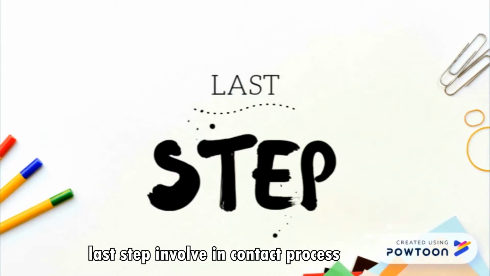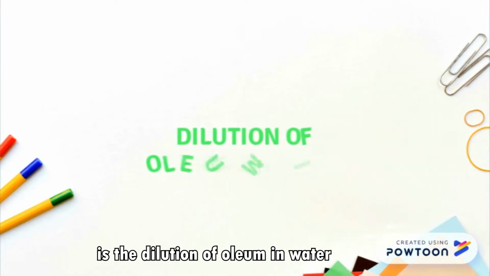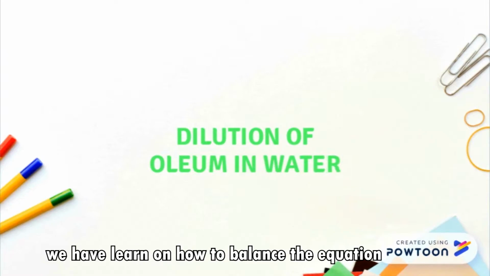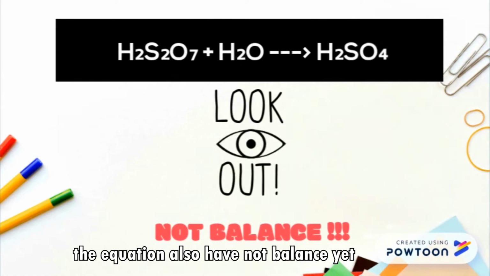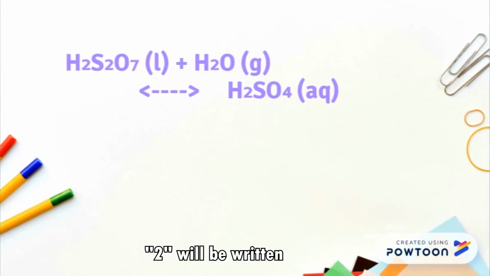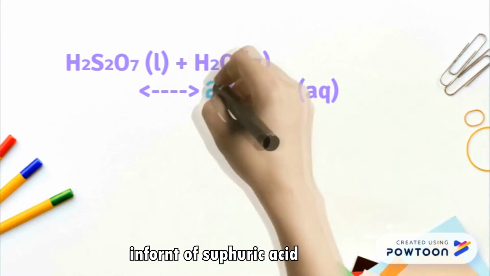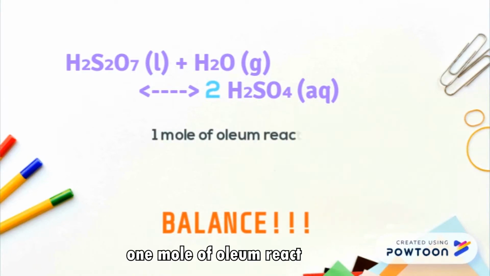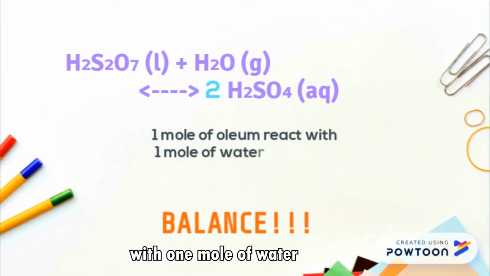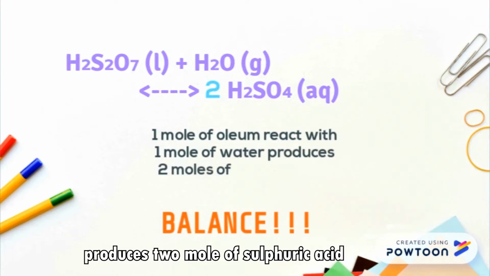Last step involved in contact process is the dilution of oleum in water. From the previous step, we have learned on how to balance the equation. At this step, the equation also has not balanced yet, so 2 will be written in front of H2SO4, and now the equation is balanced. 1 mole of oleum reacts with 1 mole of water, produces 2 mole of sulfuric acid.